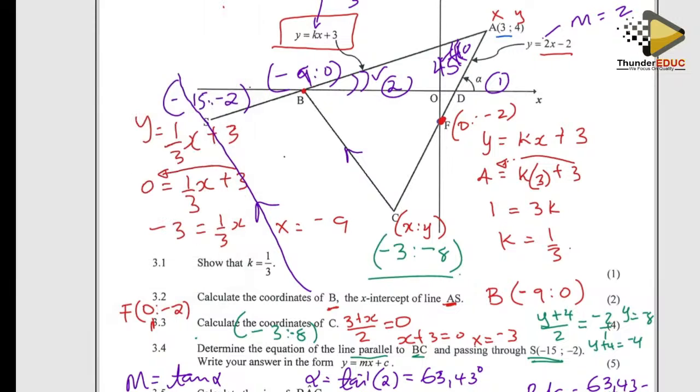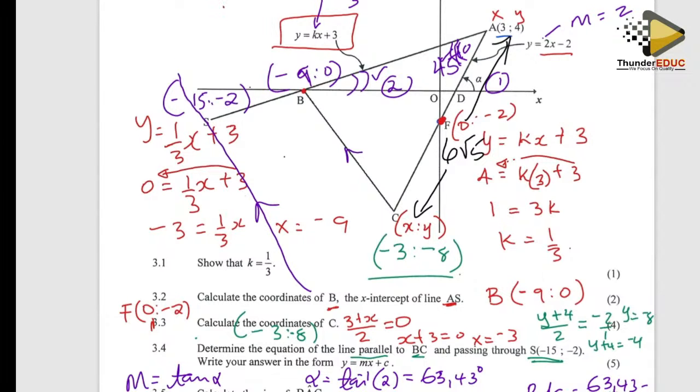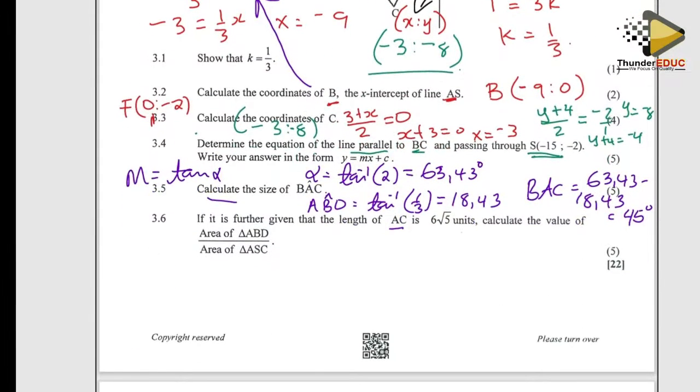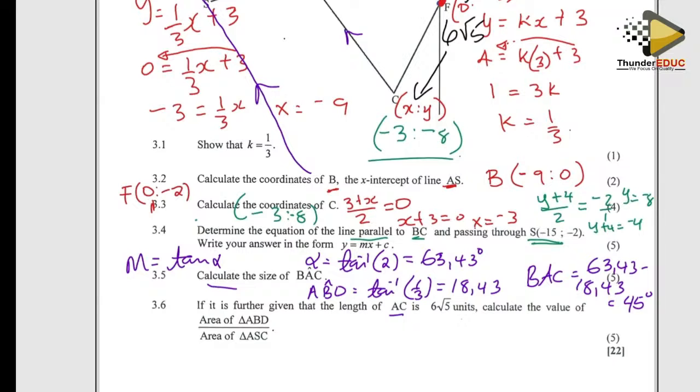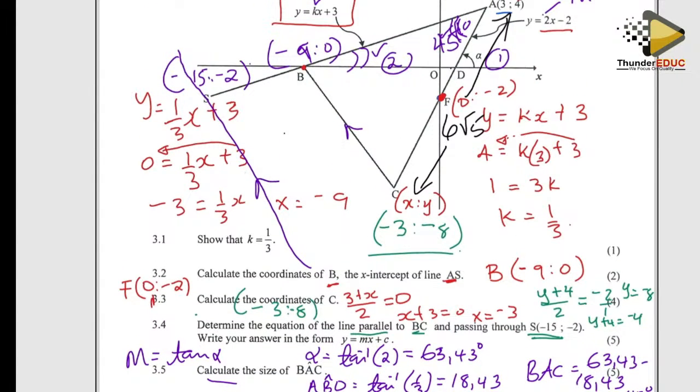Let's use black now. This is a 6√5 from there up to there. Okay, what do they want? They want us to get the ratio, the area of ABD, and then the area of ASC. So if this is connected, we need to get the area of that.